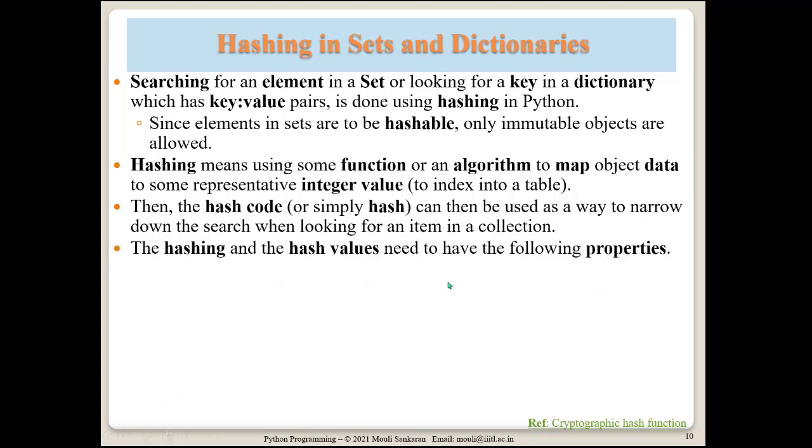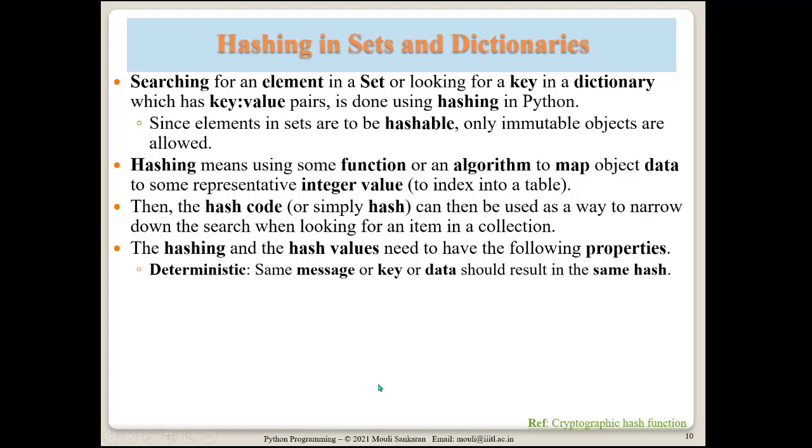The hashing and the hash values need to have the following properties. Now, what are the properties of hashing and the hash values? The hash value is what you get from the hashing function. They need to be deterministic. That means whenever you pass the same object with the same content, it will return the same index into the hash table. The same message or key or data should result in the same hash. Sometimes the hash value is referred to as a hash.